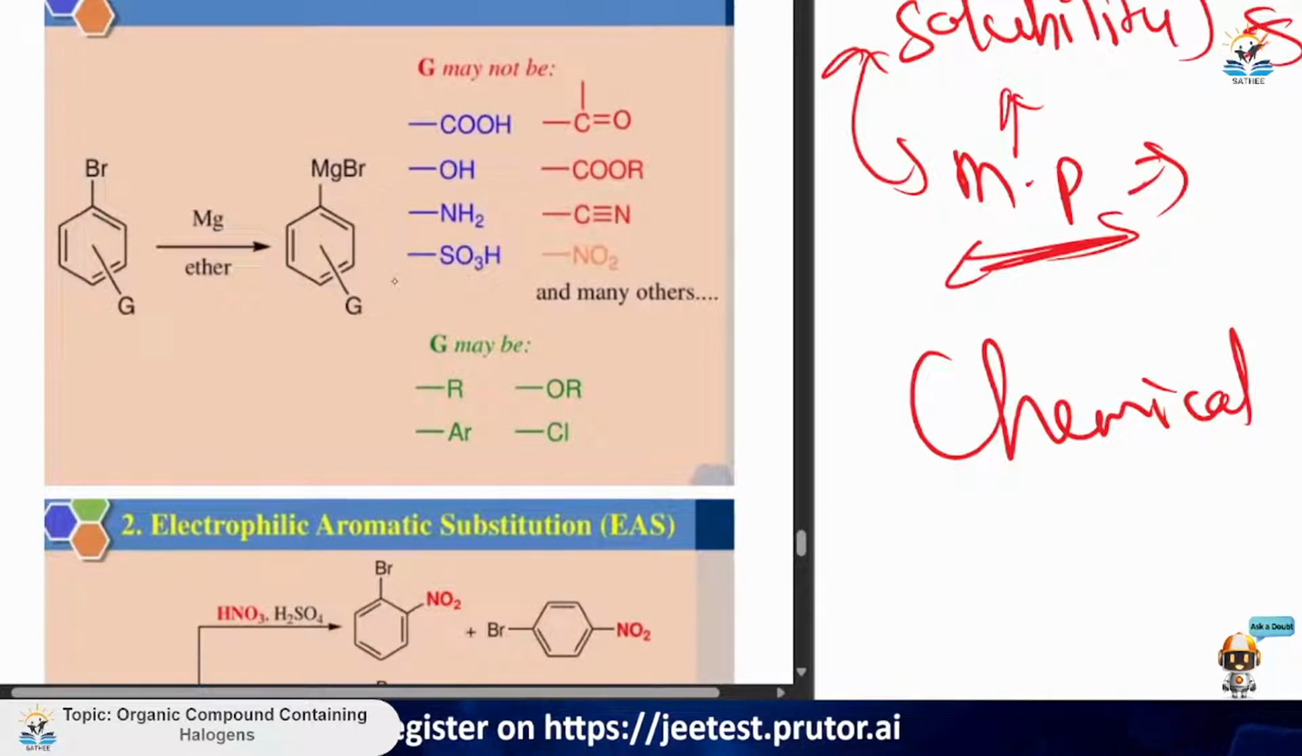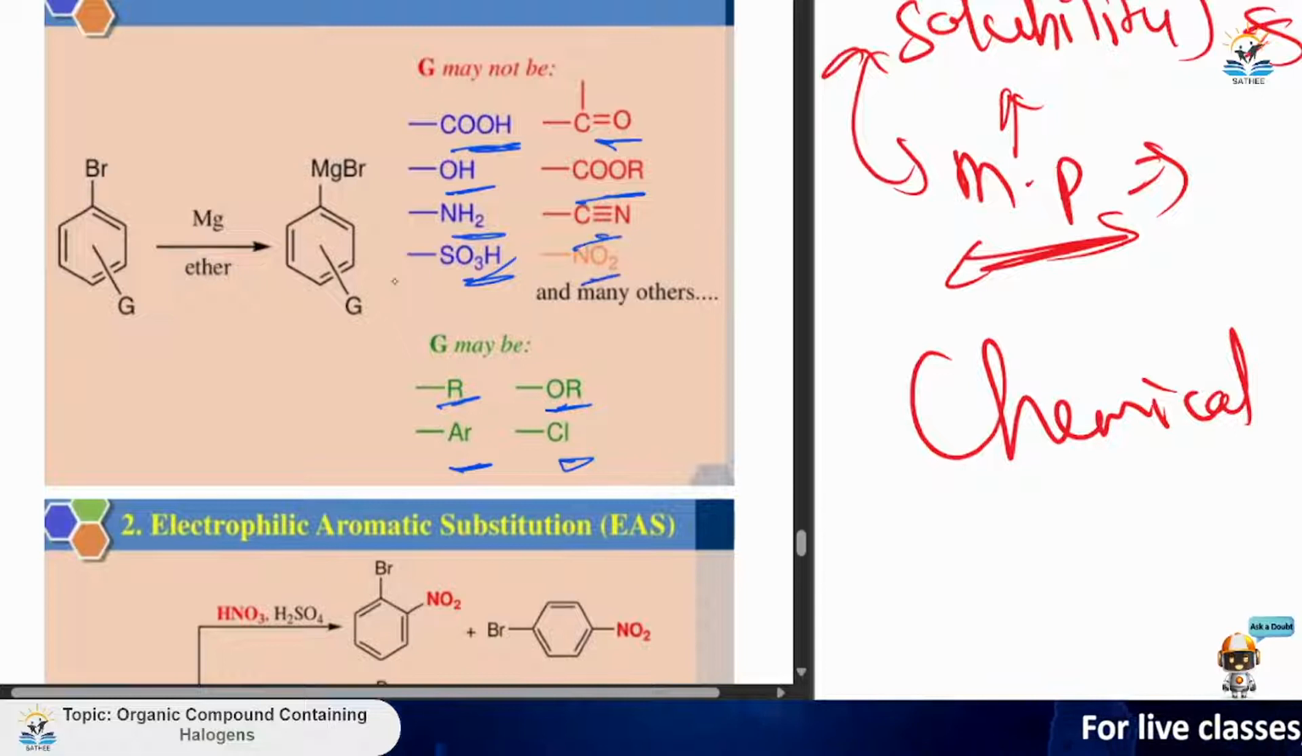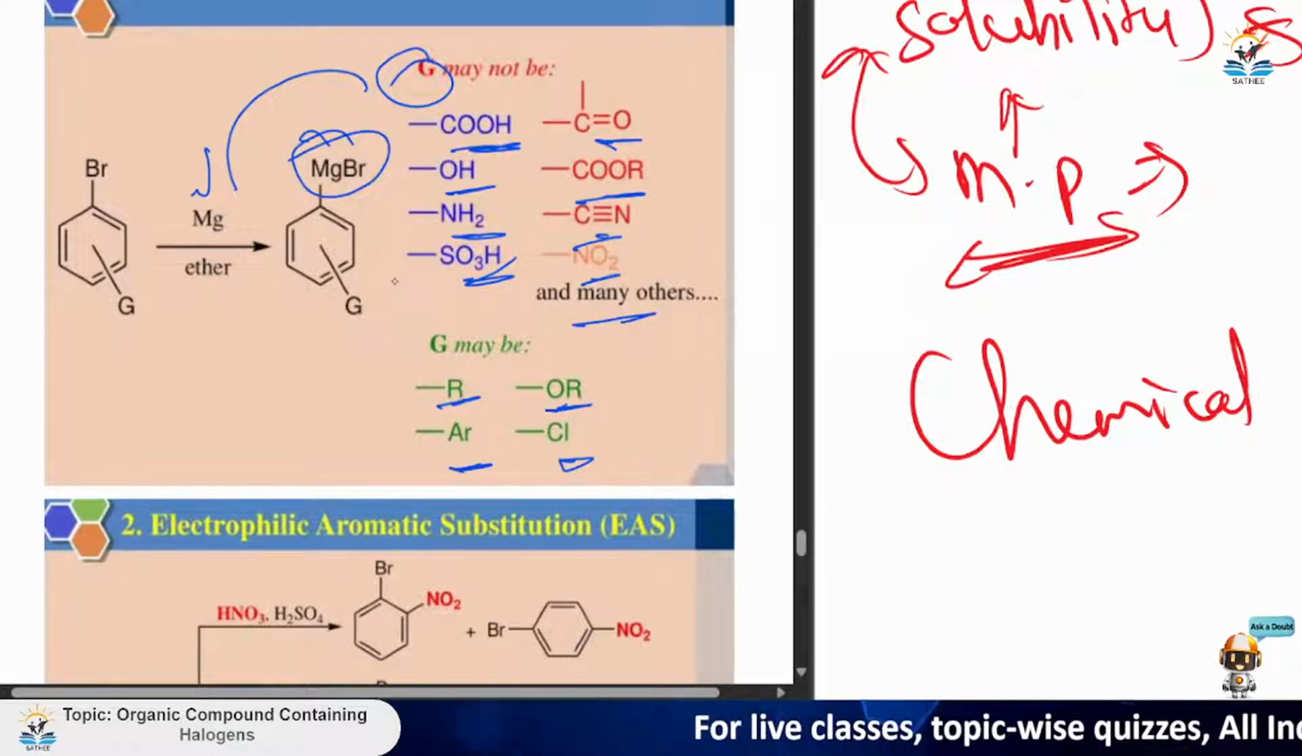Now we have a bromine here, and G is a group. G can be R, OR, Ar, Cl. G can be COH, OH, NH2, SO3, CO2, COR, CN, NO2, and many others. These are the different compounds which can be formed after making the Grignard reagent. Grignard reagent also shows different reactions with different reactants.